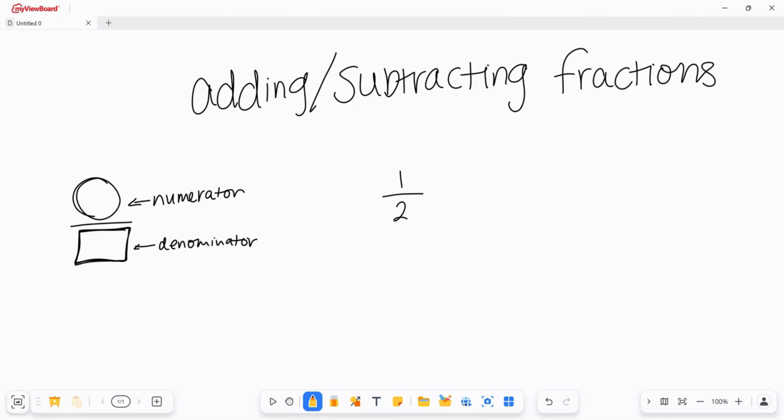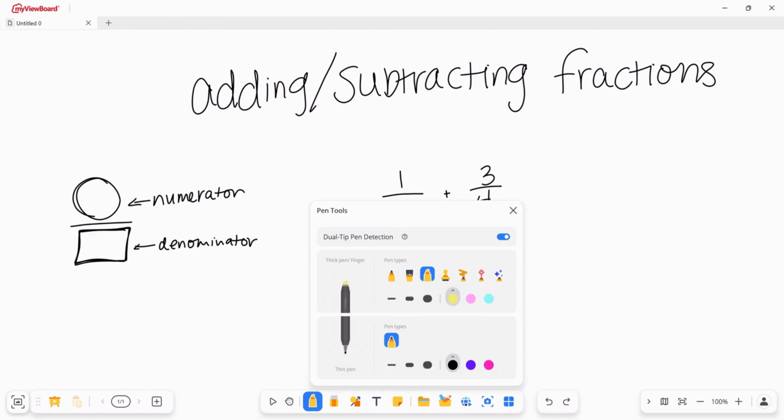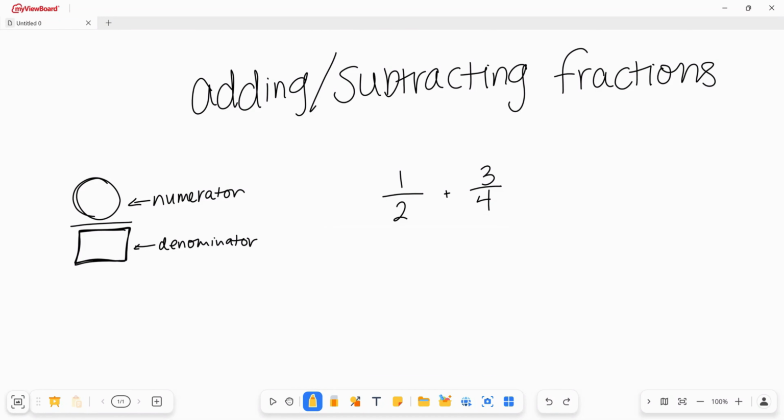If I had 1/2 plus 3/4. Right now I cannot actually add those together because the denominator is not the same in both of my fractions. In order to adjust that, we're going to have to manipulate one of them by multiplying it by this fancy form of the number 1, because when you multiply anything by the number 1, it doesn't actually change it.